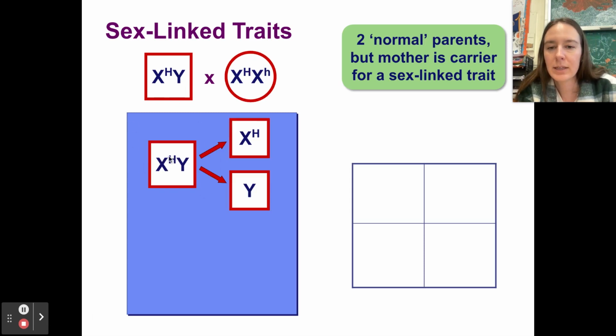Now, let's say the dad is creating gametes. So the dad can either create dominant X or Y gametes.